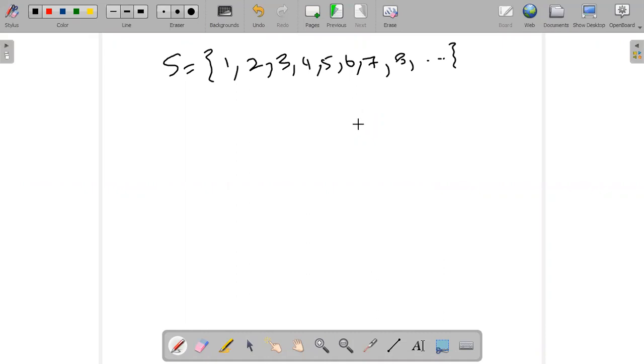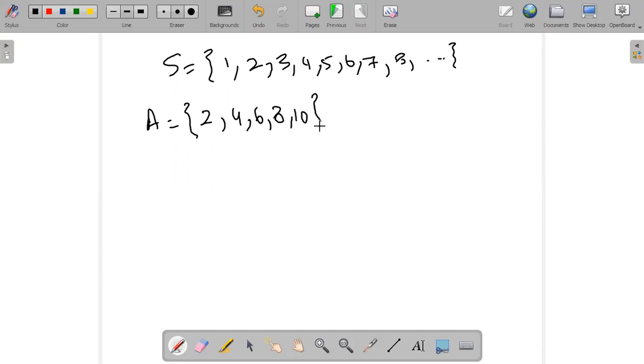If I call this S, the sample space, we have been given 10 cards numbered 1 to 10, and let's call an event A. A is the event that the number on the card drawn is even. Which numbers from 1 to 10 are even? 2, 4, 6, 8, and 10.